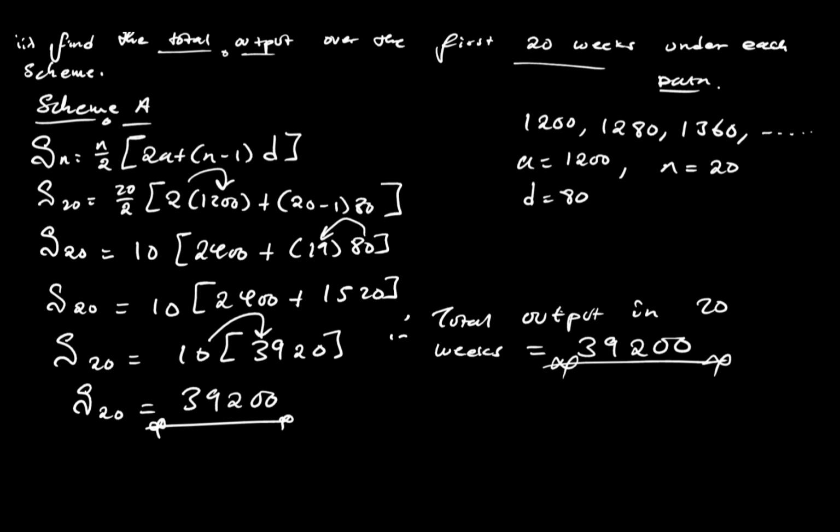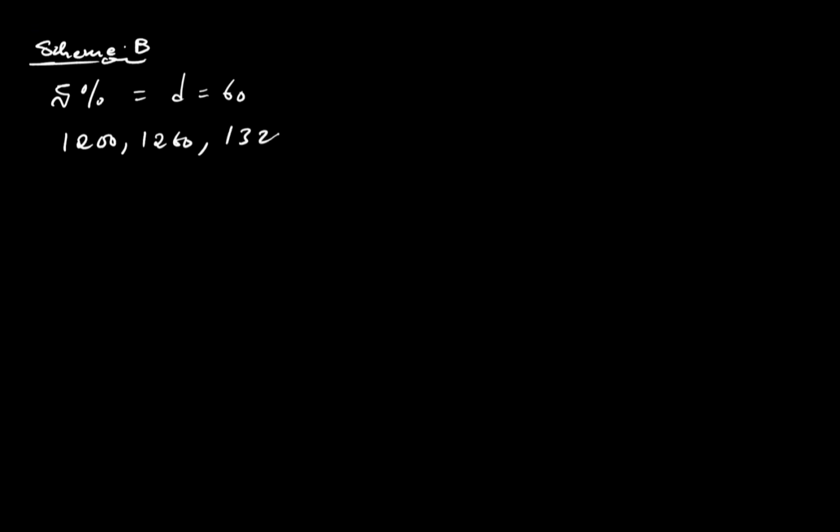Now let's see what we should do under scheme B. In scheme B, we have the following conditions. We know that it's 5%, and this gives us a difference of 60. Each sequence is in the form of 1,200, then 1,260, then 1,320, and it keeps on going. The first term is 1,200, and r is equal to 1.05.